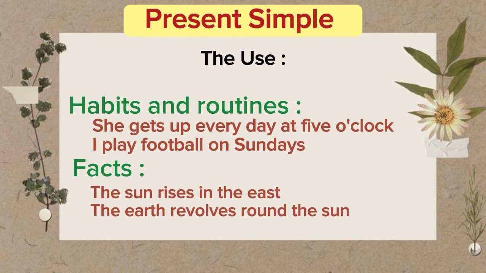And here are some other examples of facts. The sun rises in the east. The earth revolves round the sun. Notice that these 2 sentences are facts about the world. So facts can be about people or they can be about things in the world.